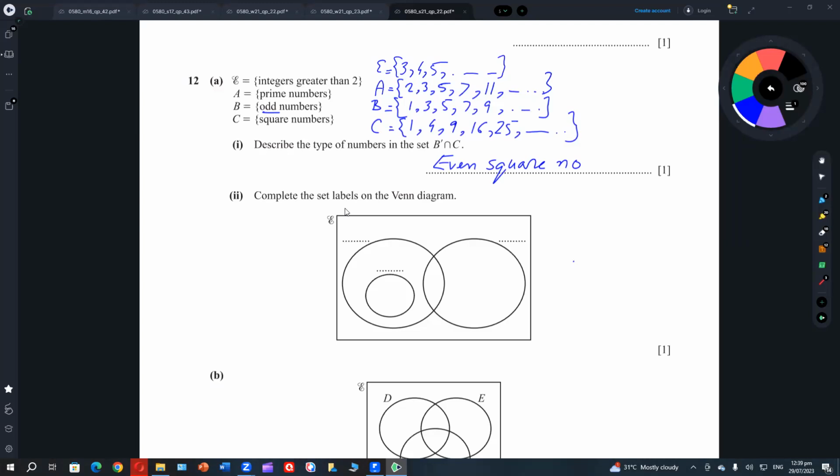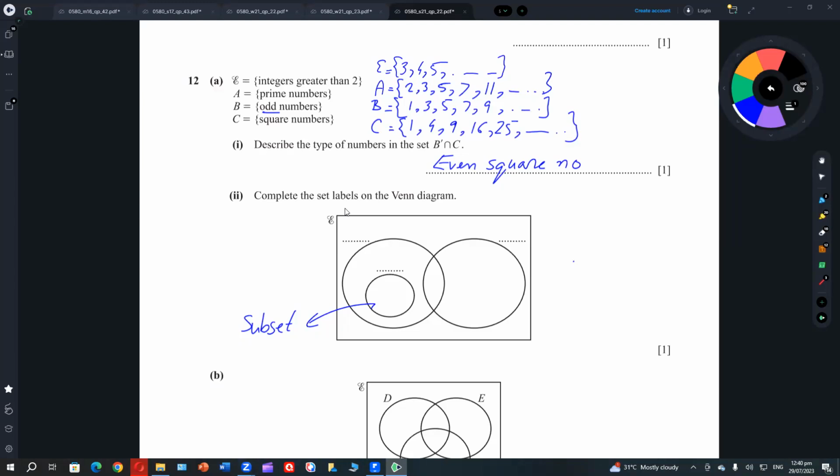Complete the set labels on the Venn diagram. We have an entity set. Now he's showing a circle inside a circle. Does this mean that it should be a subset? Yes. Now help me identify, is there any subset I have? It's very strange because technically C is not a subset of any set. B is not a subset of any set. A is not a subset of any set.